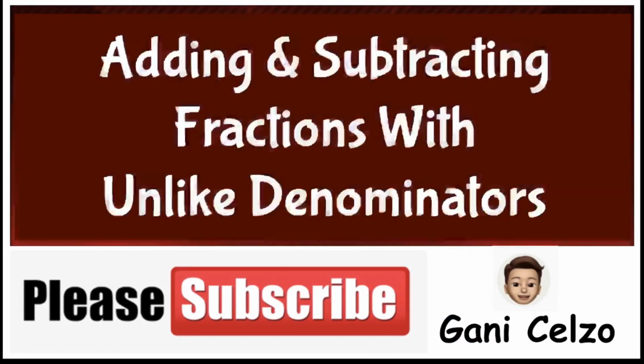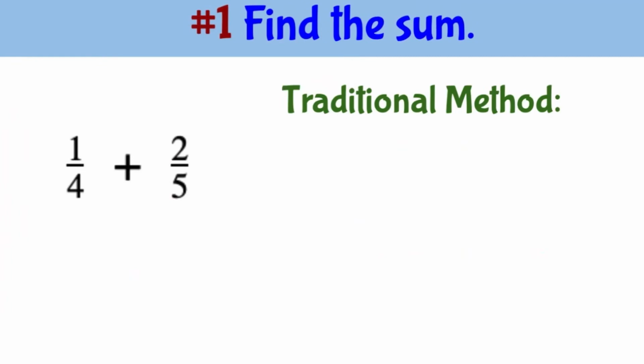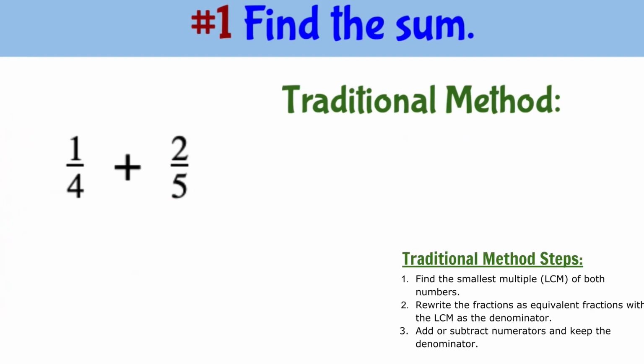Today we will be learning two strategies on how to add and subtract fractions with unlike denominators. Let's have example number 1. Find the sum of the fractions 1/4 and 2/5. So first, let us use the traditional method.